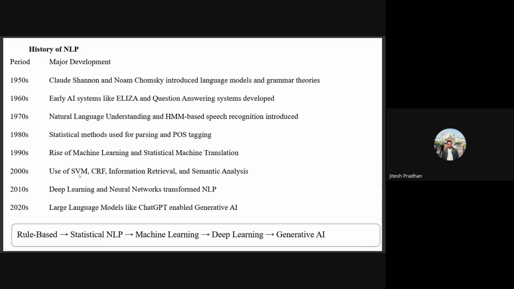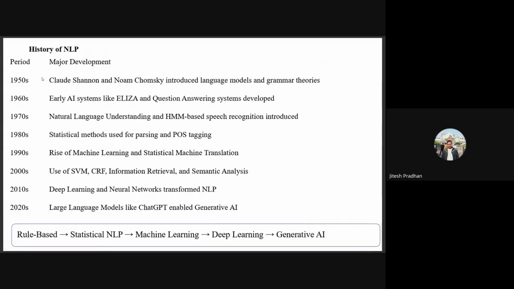Now in 2000 we use SVM, CRF, information retrieval and semantic analysis. In 2010, deep learning and neural network based NLP systems started, where we used transformers and everything. Now in the 2020s, we are using large language models like GPT models or generative AI models. So this is the history of NLP, where we started with the basic Chomsky hierarchy or grammar theory, and right now we are literally using generative AI and GPT.